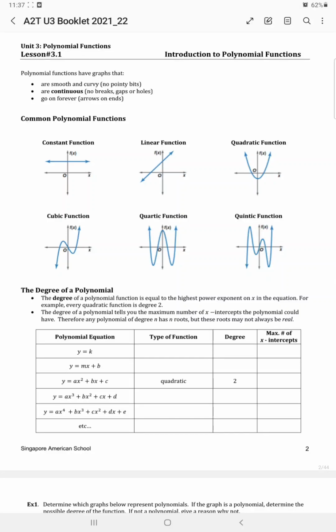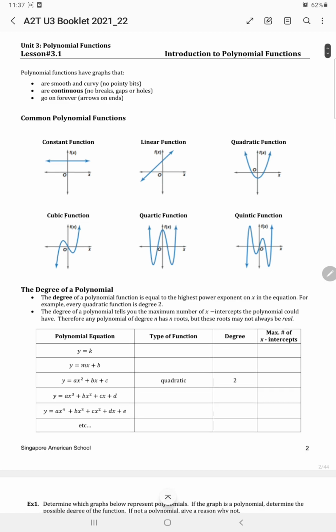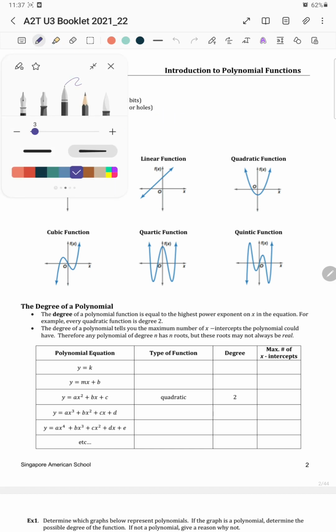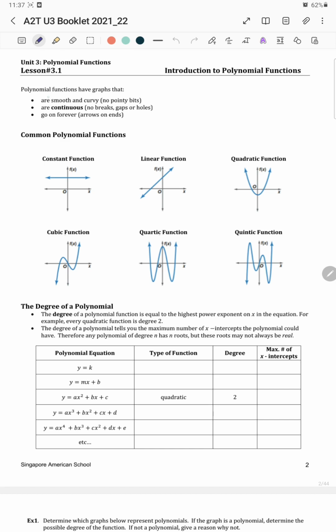Introduction to the polynomial function. So what is a polynomial? Poly means many, nomial means nomial. So polynomial means a nomial with many nomials. So polynomial functions have graphs that are smooth and curvy, that is there are no pointy bits.